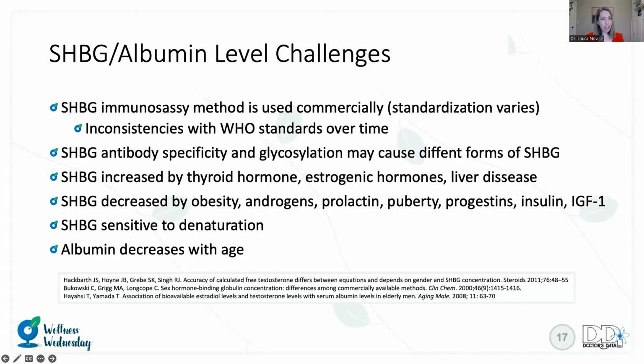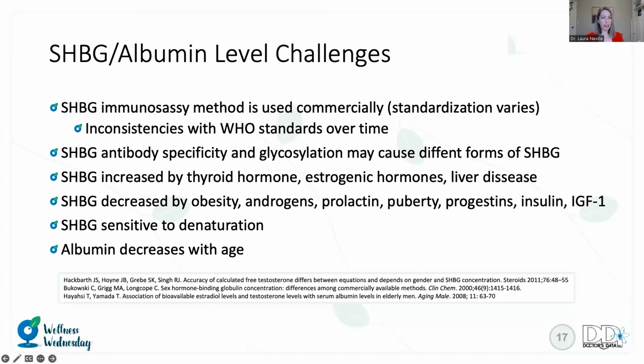And then we also have the issue of sex hormone binding globulin changing with thyroid hormone, estrogenic hormones. Oral contraceptive pills are going to increase sex hormone binding globulin, right? Liver disease will do this as well. And then these levels will be decreased by things like obesity, androgens, prolactin, puberty, progestins, insulin, IGF-1. I guarantee you that linear calculation we have cannot account for all of these various changes.